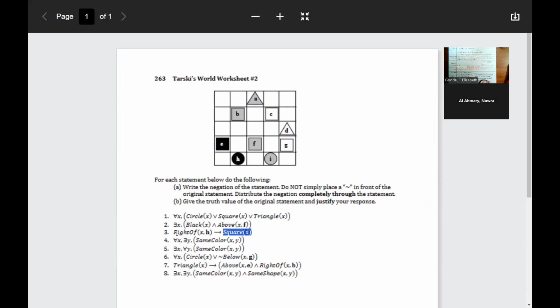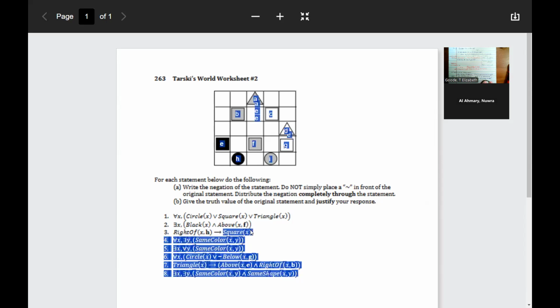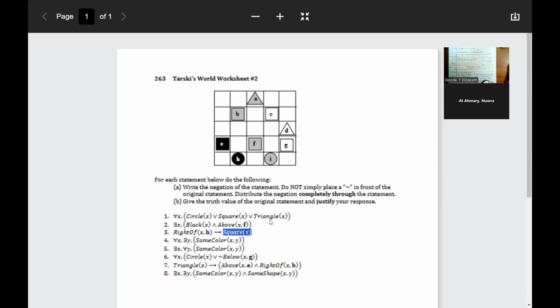Why did you say does not? Well, if we were going to write the negation, it would be there exists an X such that P of X, so right of H, and, the arrow flips to an and in the negation, not square X, which is the negation of the conclusion. Did I say hypothesis before? I meant to say conclusion. P of X and not Q of X. Q of X here is that X is a square.